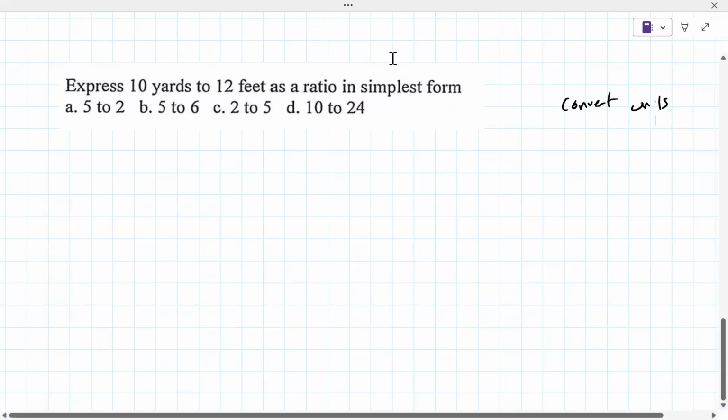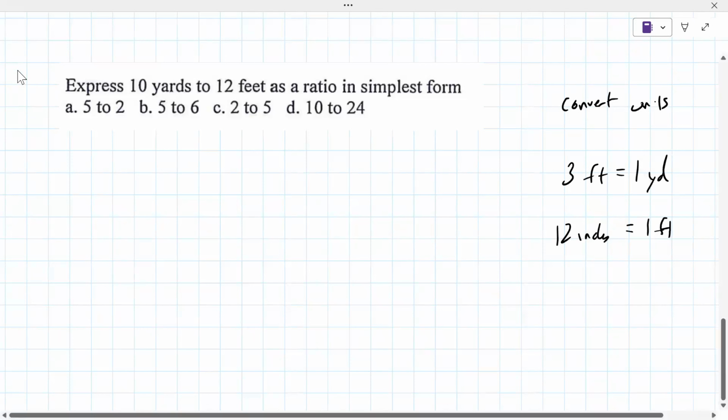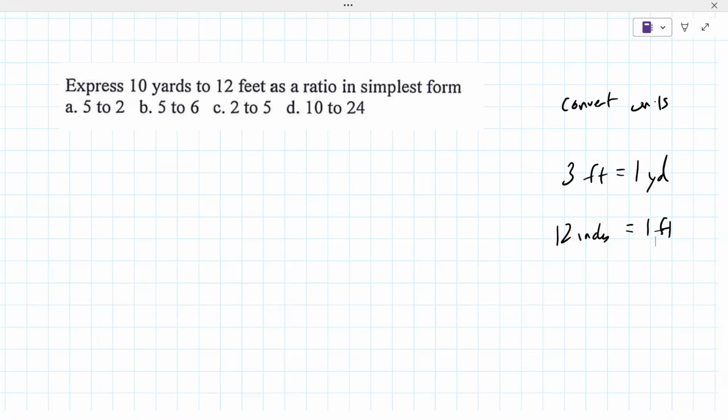And sometimes they don't tell you the conversion factor. So they're expecting that you know that there are 3 feet in 1 yard, or that there's 12 inches in 1 foot. To express the ratio, you do have to convert one to the other. And it's up to you. You can either convert yards to feet or feet to yards. Is it clear what I'm asking you to do in this problem? Yeah. Okay.